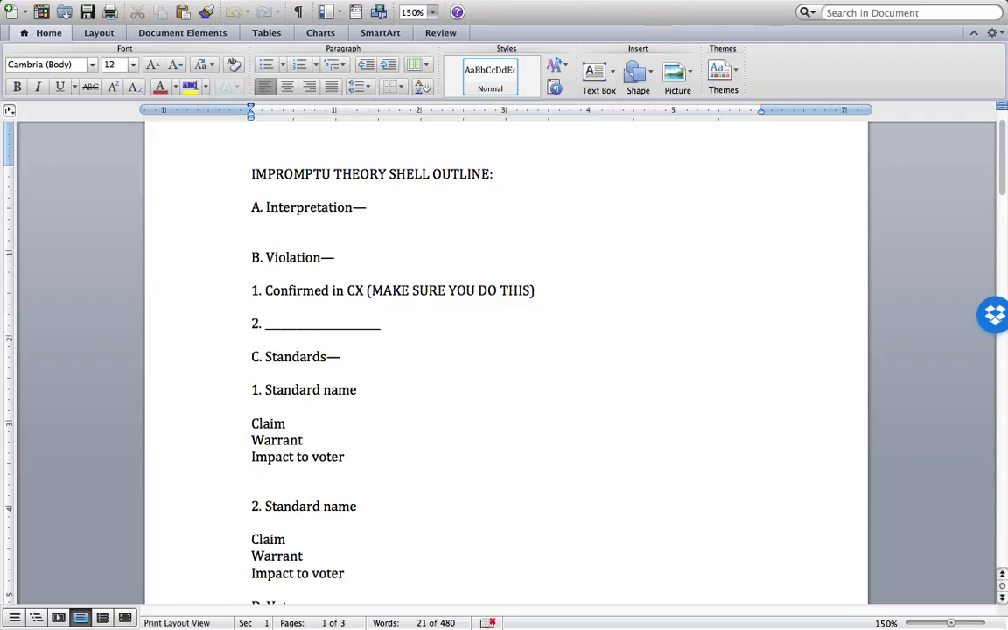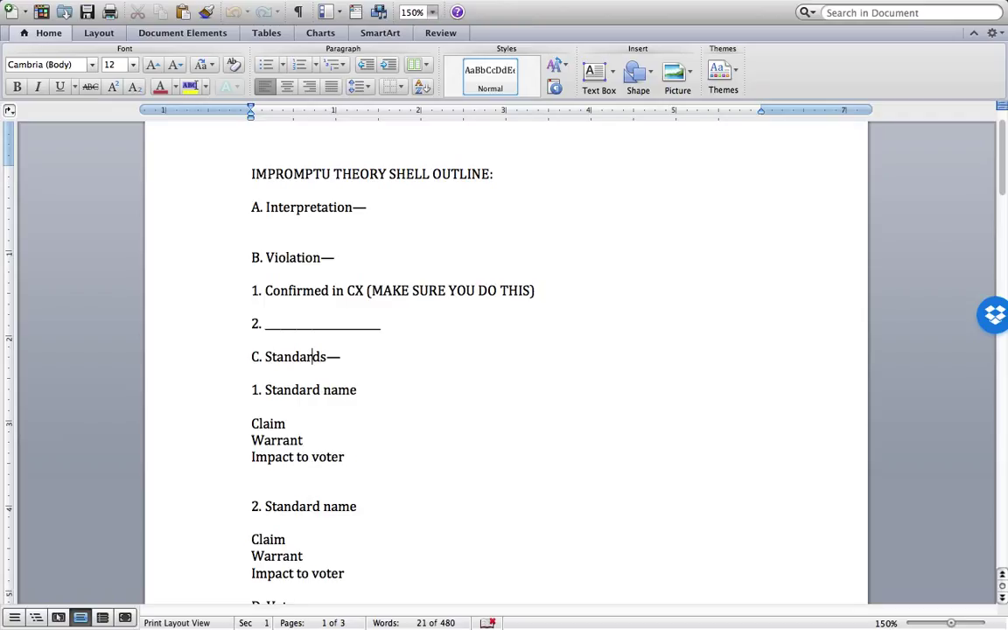Yeah. Okay. So why don't we do this? Why don't you impromptu an interpretation which indicates that we cannot have necessary but insufficient burdens. Okay. And why don't you open up on your computer the shell outline and practice using it and thinking about it in terms of the outline.